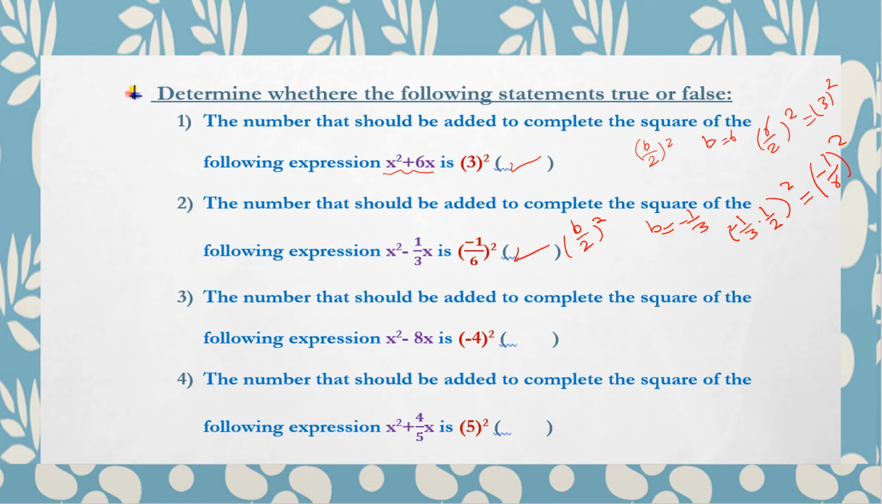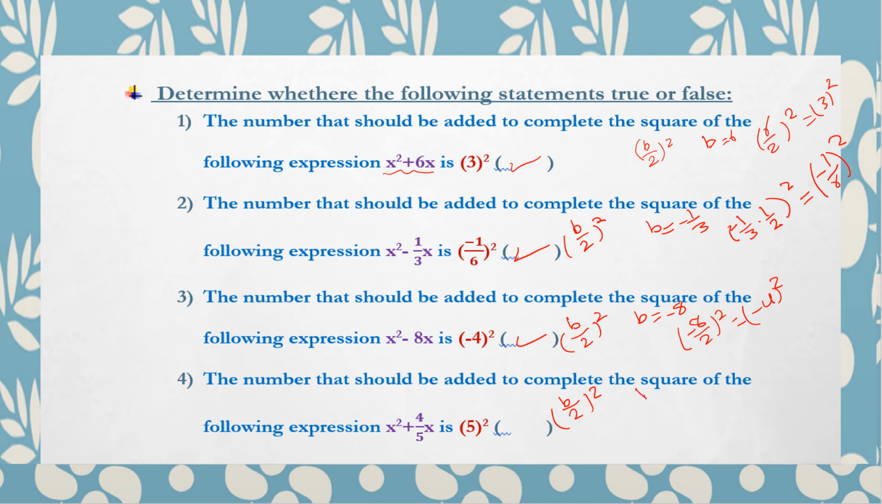Number 3, the number that should be added to complete the square of the following expression, again, (b over 2) whole squared, and b equals negative 8. So (negative 8 over 2) whole squared equals negative 4 squared. So this is correct. The number that should be added to complete the square of the following expression, again, (b over 2) squared. This is the number that should be added to this expression to complete the square.